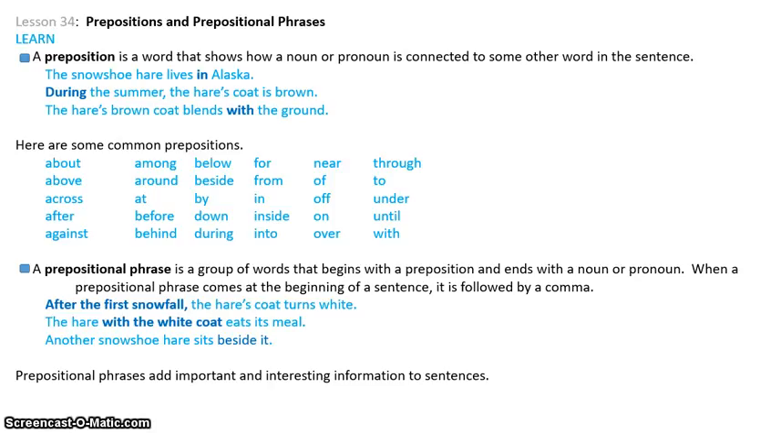It says a prepositional phrase is a group of words that begins with a preposition and ends with a noun or pronoun. When a prepositional phrase comes at the beginning of a sentence, it is followed by a comma. A lot of people forget about that comma. All right, but if a prepositional phrase is at the beginning of the sentence, you have to have a comma after it. So let's take a look at the examples that they gave you.